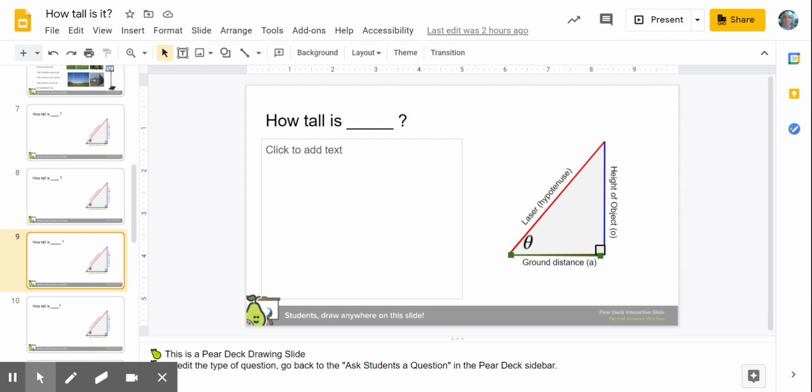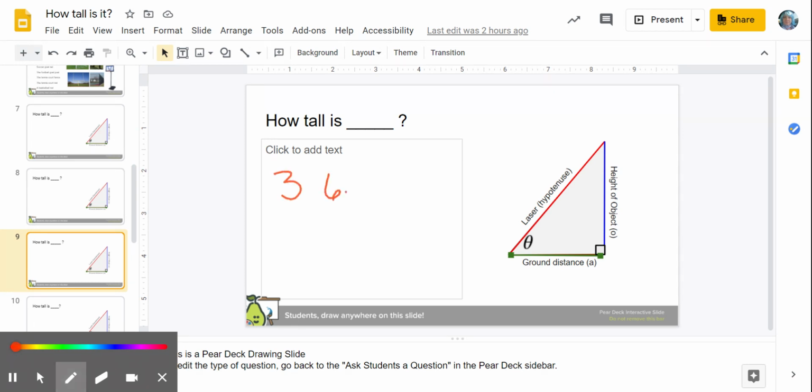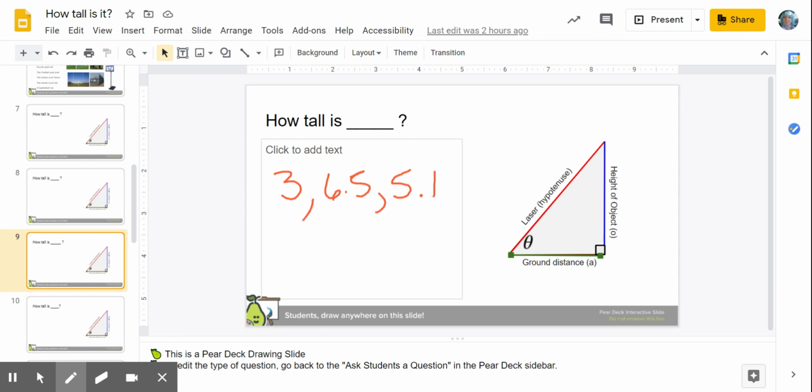So I saw somebody had, and I'm getting tired of looking at purple, so I'm going to go to orangey red. I saw 3, 6.5, 3, 6.5, and 5.1. How do I figure out which is A or not A and O? So let's look at this one and we'll figure that out. Okay. So where do I put the biggest number?